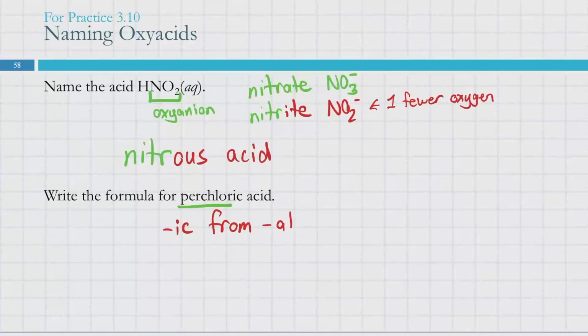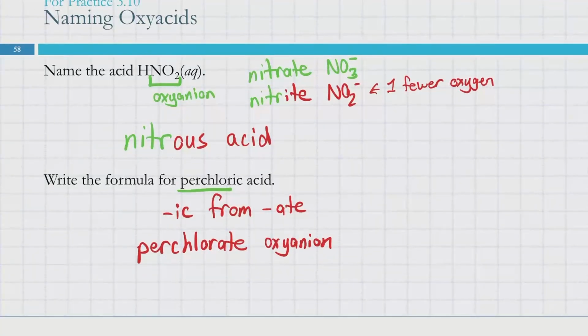Ick came from ate. We're just working the opposite direction. So we've got the perchlorate oxyanion. We have to take the name perchlorate and come up with a chemical formula. So we would think chlorate, what is chlorate? We would either pull it out of our memory, or we'd refer to our green sheet. Chlorate, yep, is ClO3 with a 1 negative charge.